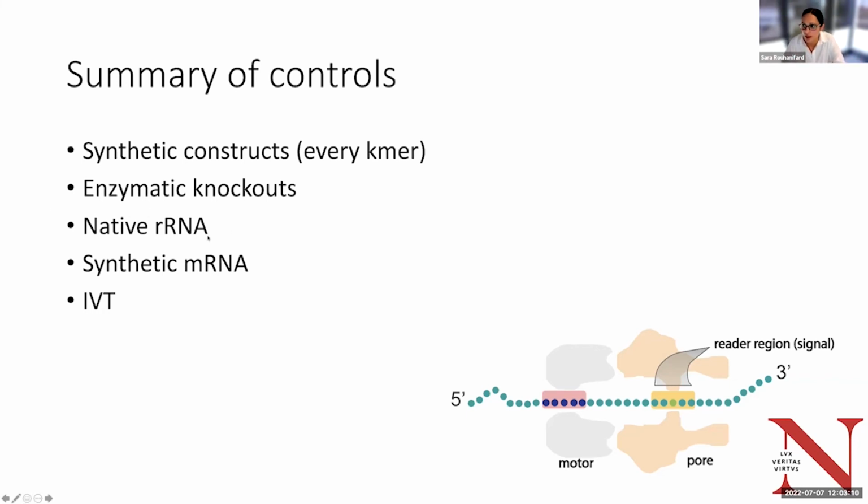Native ribosomal RNA is a control that's been explored. This is an interesting control because it's native. You're looking at natural RNA sequences. However, ribosomal RNAs also have a lot of different types of modifications that are very close to each other. So you still have that hypermodification problem.